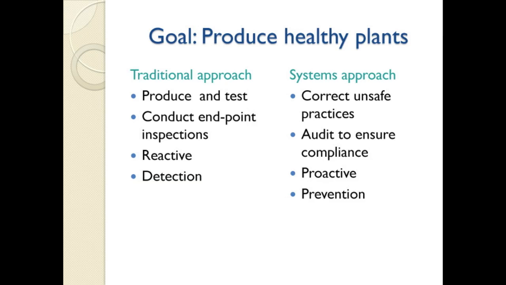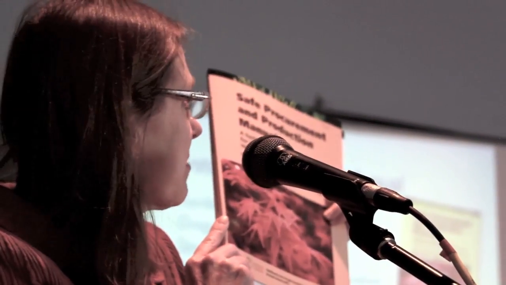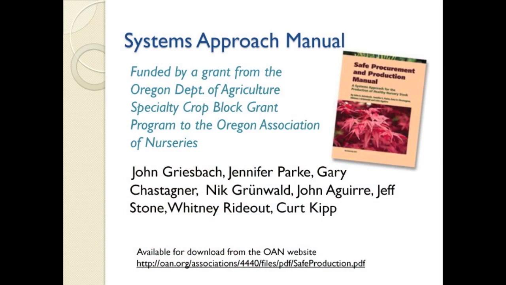So today we have Exhibit A. Brand new, hot off the press, is this, I'll call it the Systems Approach Manual. It's the second edition of this booklet. Just came out today, I believe. The production of this book was funded by a grant from the Oregon Department of Agriculture. They have a specialty crop block grant program, and the grant was given to the Oregon Association of Nurseries to create this book and to also have a series of workshops, and this is one of them.